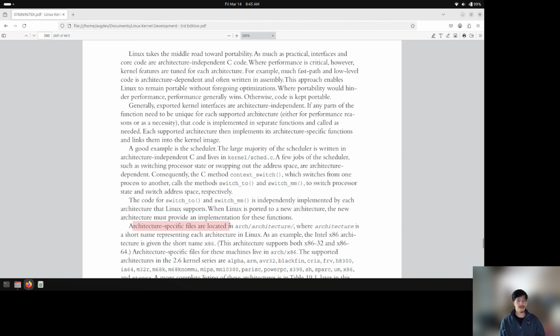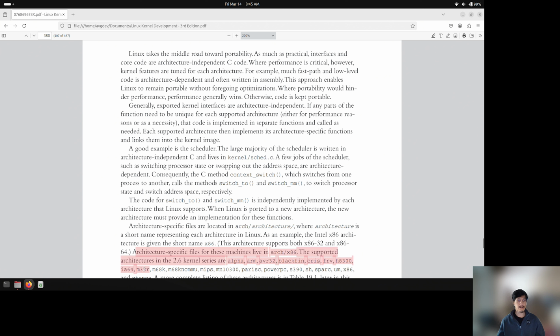Architecture-specific files are located in arch/architecture, where architecture is a short name representing each architecture in Linux. As an example, the Intel x86 architecture is given the short name x86. This architecture supports both x86-32 and x86-64. Architecture-specific files for these machines live in arch/x86.